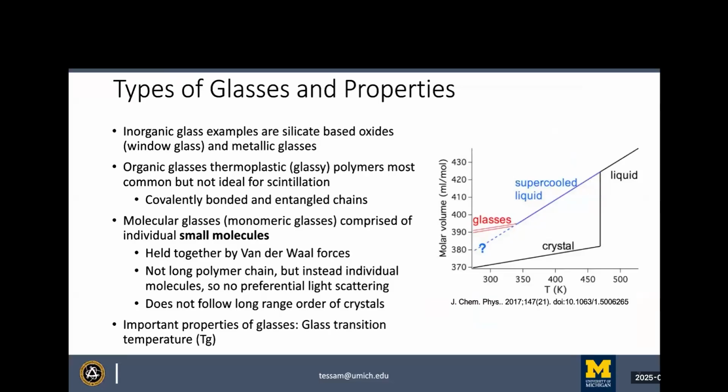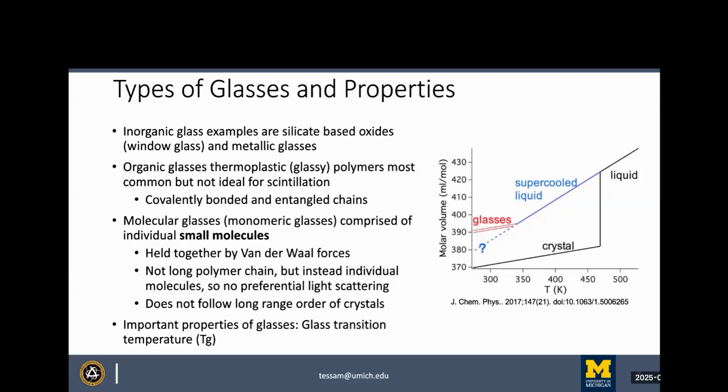Now, what do we mean when we talk about glass? Well, there are actually multiple types of glasses. It's a state of matter, not a material. Examples of inorganic glasses include silicate-based oxides, so your window glass, and even metallic glasses. Among organic glasses, thermoplastic or glassy polymers are the most common, but they're not ideal for scintillation because they have alkyl chains which are covalently bonded and get entangled.